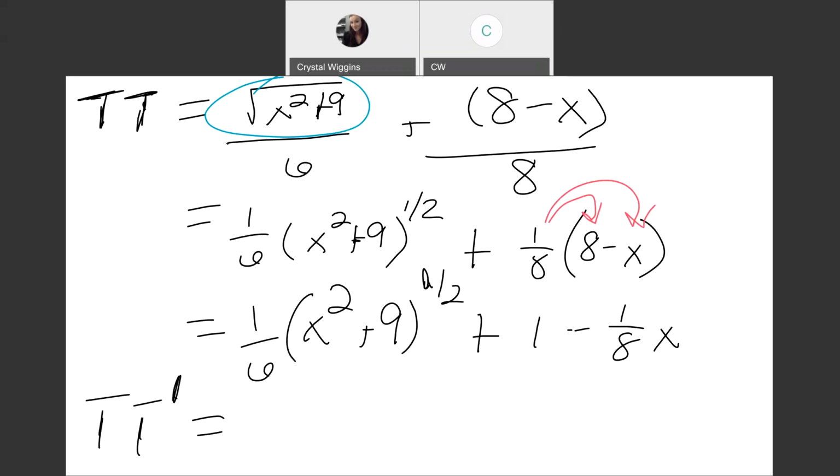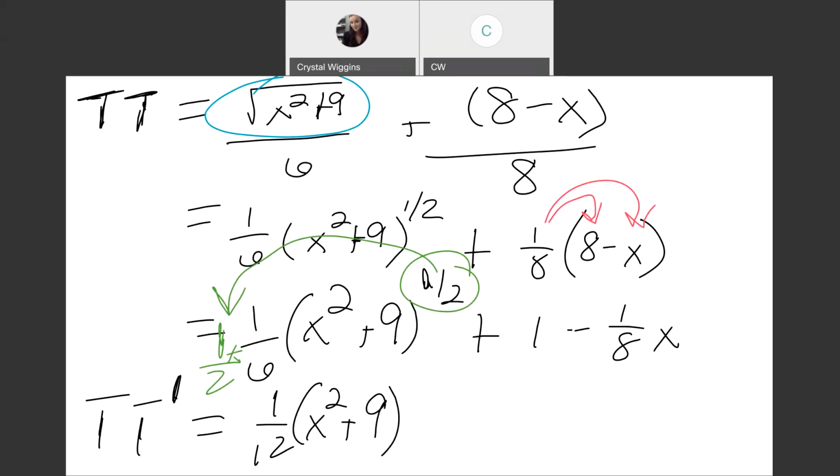Actual derivative. We take this 1/2 and we will multiply it down in front, giving us 1/12. And we keep the inside function the same for the chain rule. Don't touch it. Come back up, subtract 1 from 1/2 gives us a negative 1/2. Huge difference. Then multiply by the derivative of what's inside, which is still 2x. Derivative of 1 is 0. Derivative of negative 1/8 x is negative 1/8.